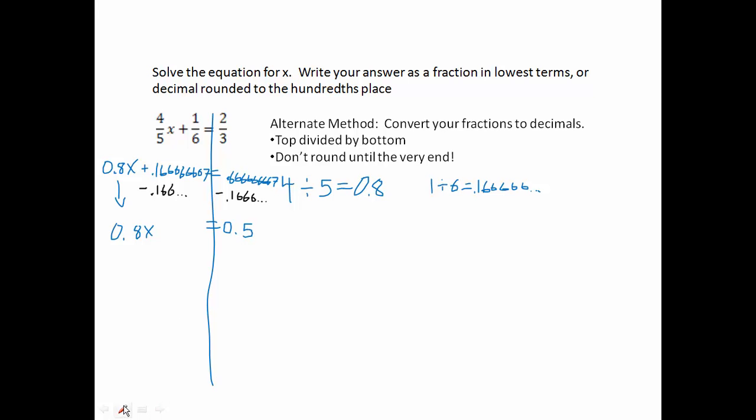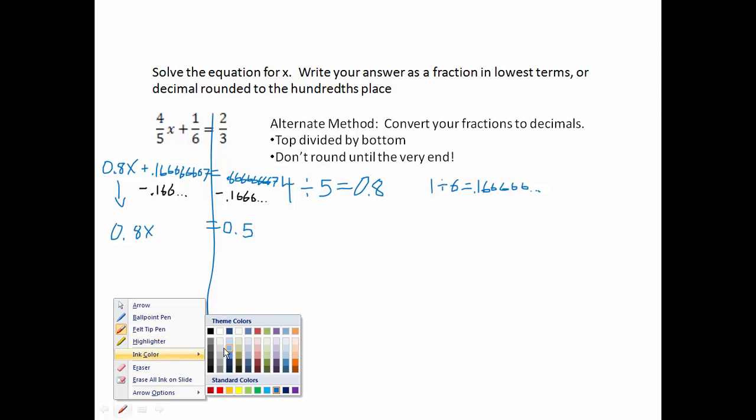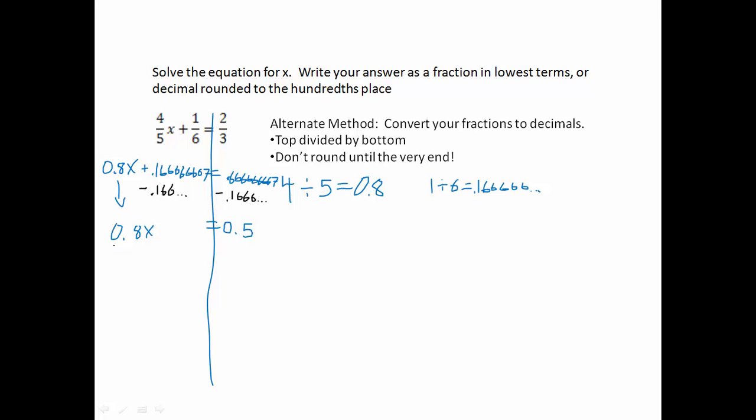Last but not least, we did our addition subtraction step, so I'm going to divide by the coefficient of x. I'm going to take a look at the number that's still with x, and that's the 0.8. Since it's touching the x, I have to cancel it out by dividing 0.8 on both sides.